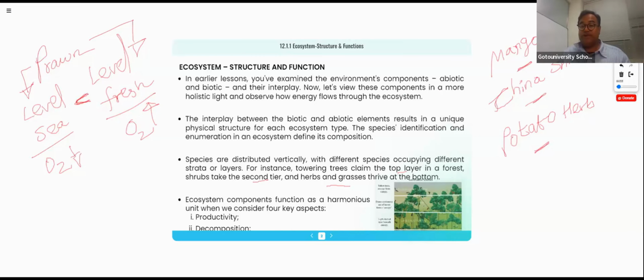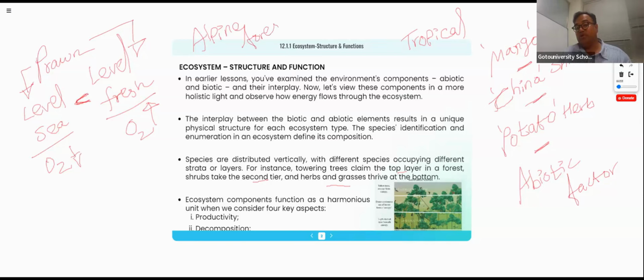So from this information, what we are understanding is that species of various types are growing in different geographical areas, having different types of abiotic factor influences. For example, if you're talking about the mango tree, it will grow only in tropical areas. Whereas in the alpine forest, the mango tree will not grow. Mango will be growing in the tropical forest. In the alpine forest, mango will not grow.